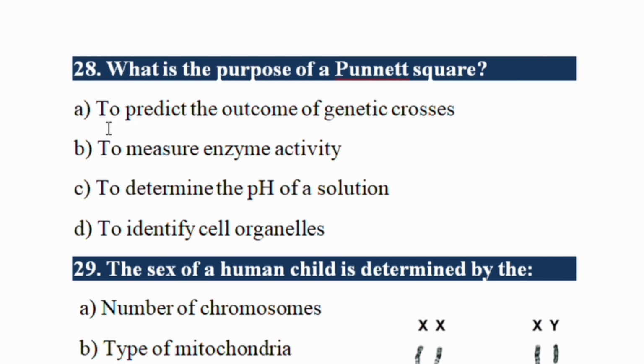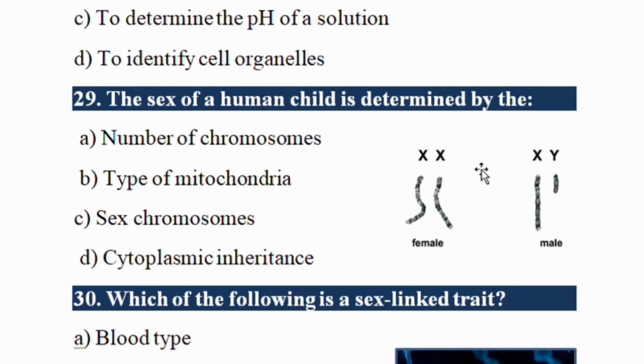Next is, what is the purpose of a Punnett square? Alpha, to predict the outcome of genetic crosses. Beta, to measure enzyme activity. No. To measure the pH of a solution. No. To identify cell organelles. No. So here the right option is alpha, to predict the outcome of genetic crosses.